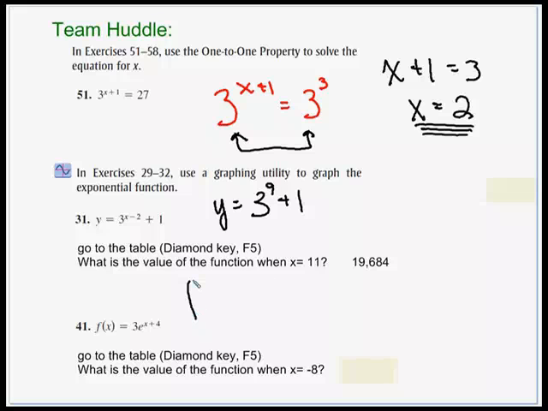In the next one, we wanted f of negative 8. So it was going to be 3e, and then our power was going to be negative 8 plus 4, or that's going to be the negative 4 power. And if you punch everything right in the calculator, you should get 0.05495.